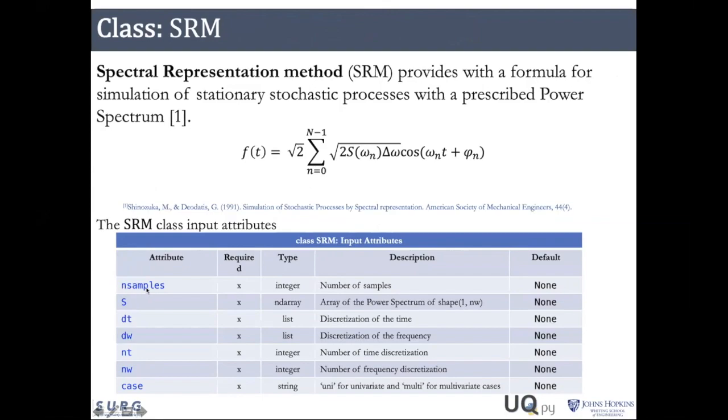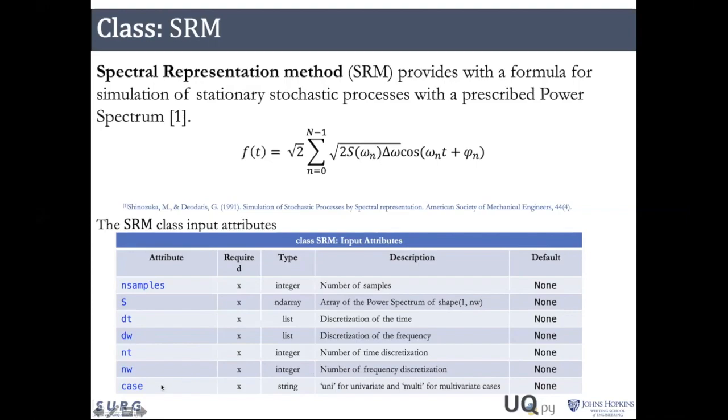The first one is n samples. This is an integer which indicates the number of samples to be generated. S is an n-dimensional array of the power spectrum. So we are primarily going to concentrate on generation of one-dimensional univariate stochastic processes. For that, the shape of the power spectrum is 1, Nw. dt is the length of discretization in time domain, dw is the length of discretization in frequency domain, and Nt is the number of discretizations in time, and Nw is the number of frequency discretizations.